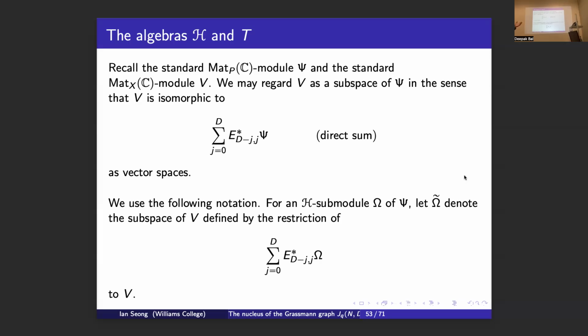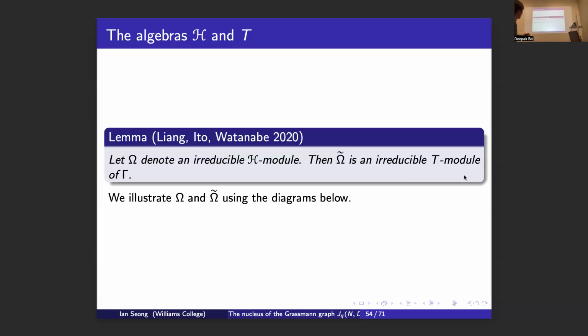Okay, so we're going to use the following notation. For an H submodule omega, let omega tilde denote a subspace of V that is defined by the restriction of this thing to V. So basically what we're doing is if we have an H submodule omega, we're just going to slice through a d-dimensional slice. Okay, I think I'm going to have diagrams after this.